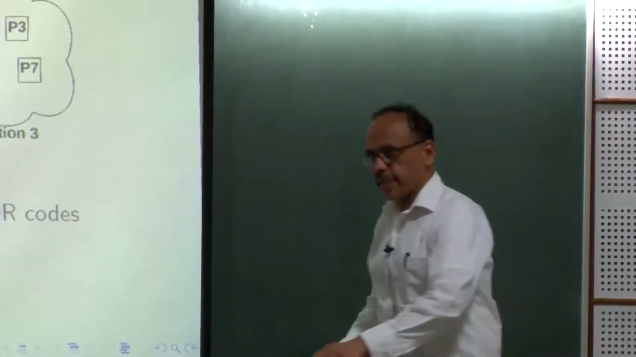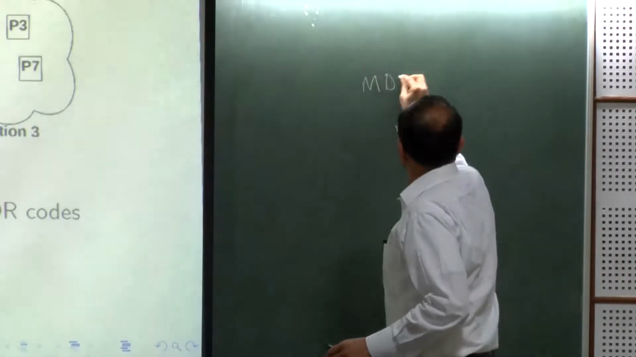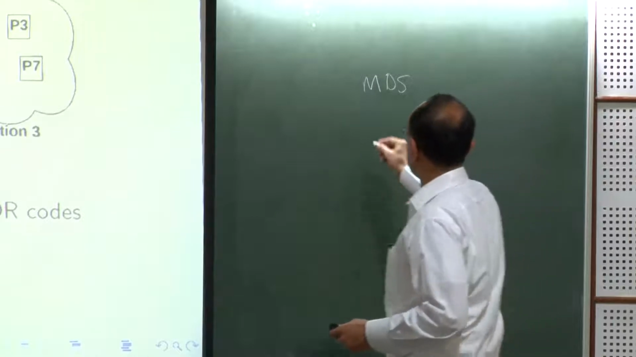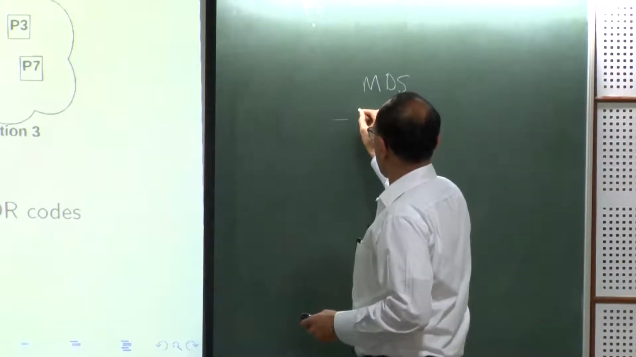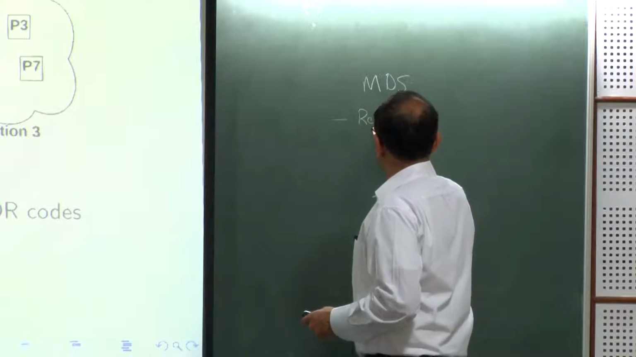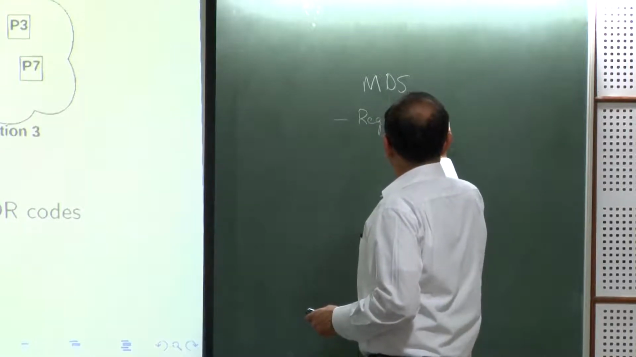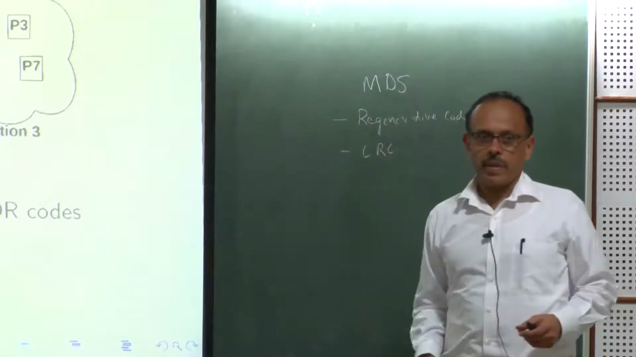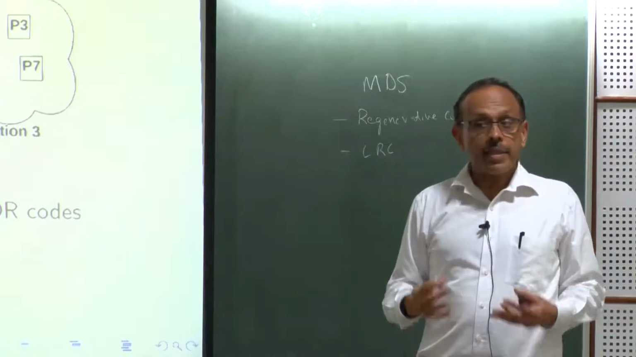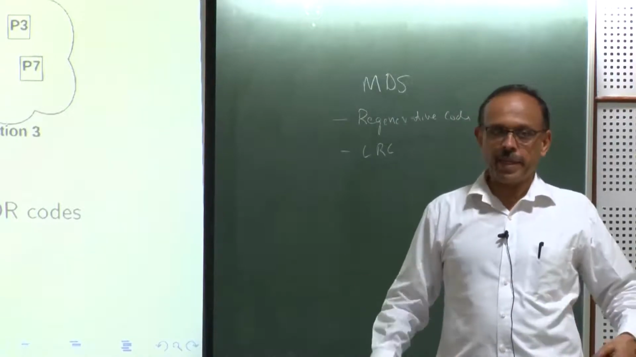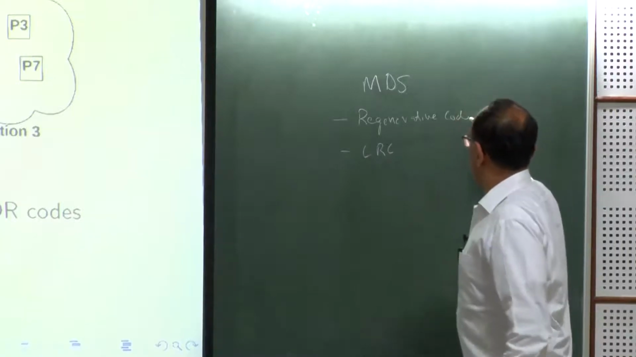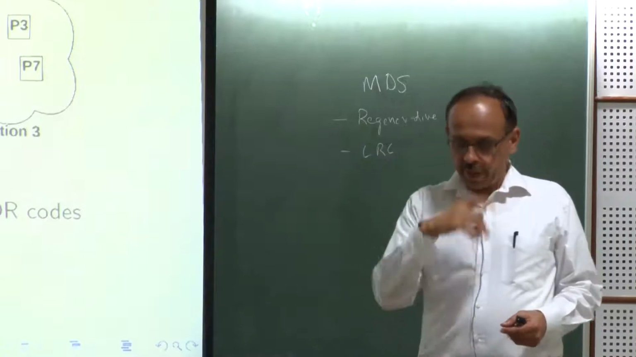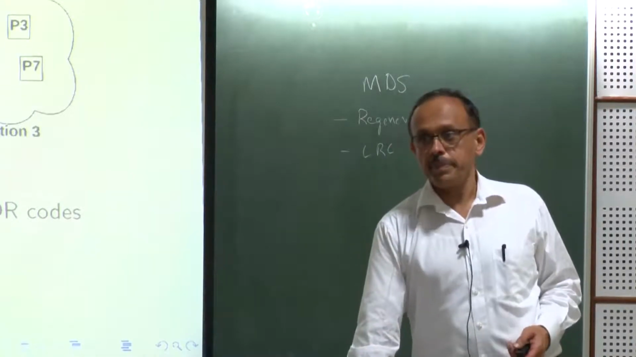RS codes, which are MDS codes, are what they start with initially, and then with the local things we have the regenerating code, one flavor, and the LRC, local reconstruction code. These are the two flavors that have come out of the need from practice, and this is hidden to a more theoretical circle and brought out the issues of coding in the storage domain.